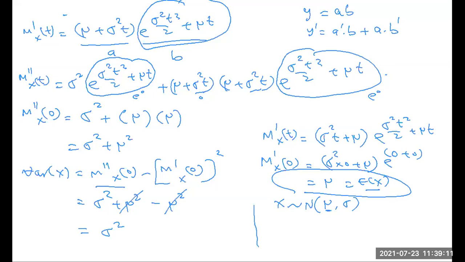That's why we say a normal random variable x follows a normal distribution with mean mu and standard deviation sigma. If this is the standard deviation, then the variance is the square of the standard deviation, sigma squared, which is what we have here. So we've shown how to get the mean and variance of the normal random variable using the MGF technique. So I think that is that.